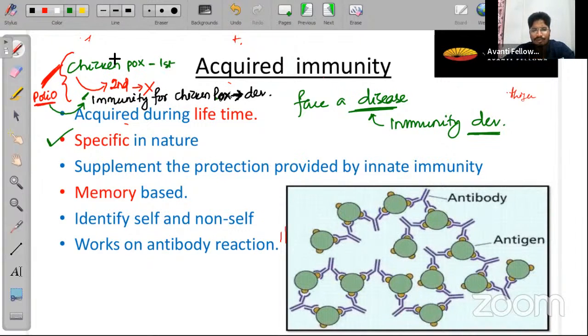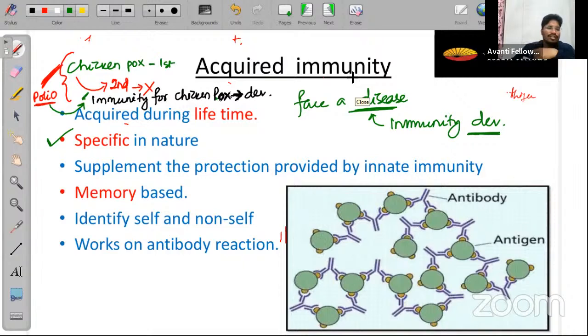Yes or no? Let me know in the chat box. Yes or no? Will it work against the polio also? The immunity which has developed against chicken pox, will it work against the polio virus? Yes or no? I'm not getting any response in the chat box. Will it work? Yes or no? Janvi Balari, Janvi Darwad, Akshita. Will it work? No response.